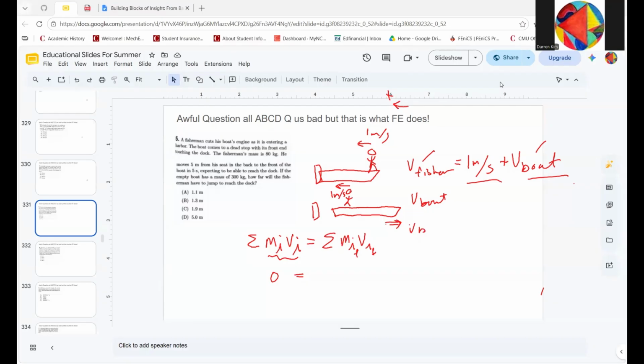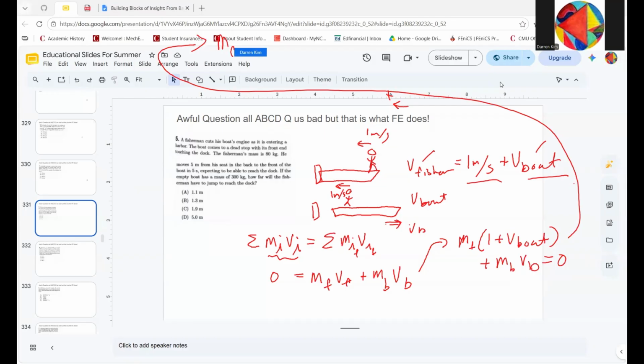What that allows us to do is say M fisherman V fisherman plus M boat V boat. You've got a relationship here. Now you can write MF times (1 plus V boat) plus M boat V boat, equals 0. That's an equation I can stand by: MF(1 + V boat) + MB V boat = 0. And you can see what's happening here: we have only one unknown.